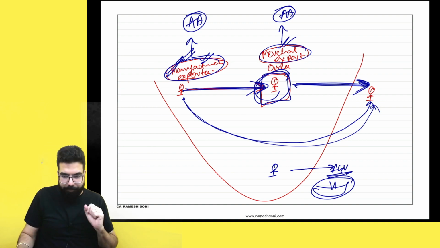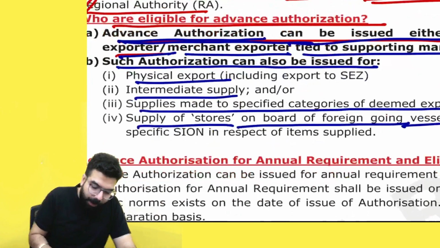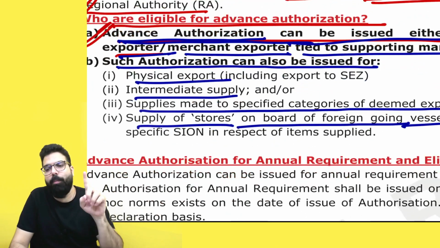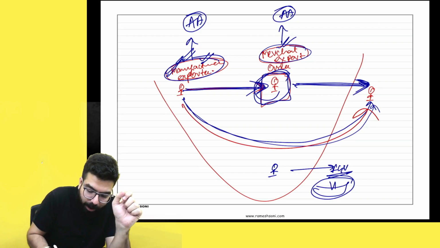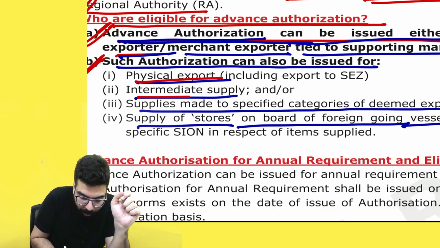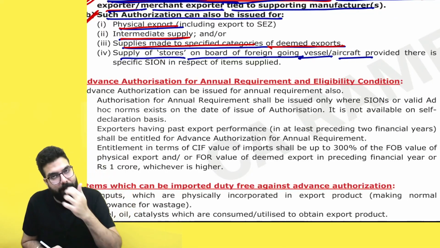Everyone over here listen. Okay, so sir what are we telling? We are telling that sir, if you want advance authorization can be given to merchant exporter, manufacturer exporter. Advance authorization can be given if you are physically going ahead and exporting, or you are doing intermediate supply, or sir you are supplying to categories of deemed export, then also advance authorization can be given.